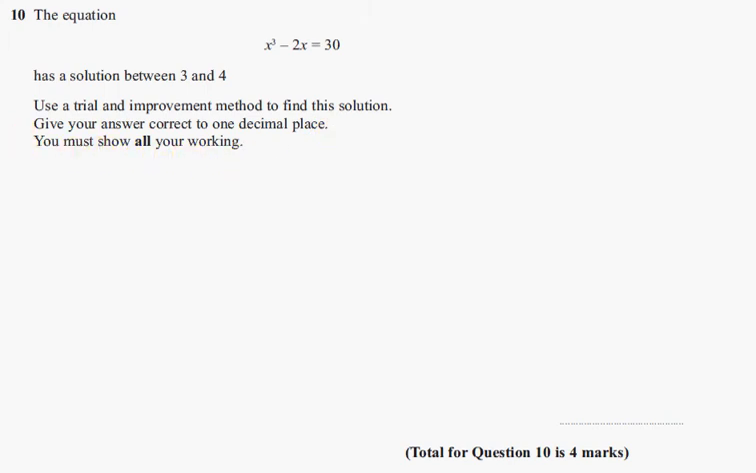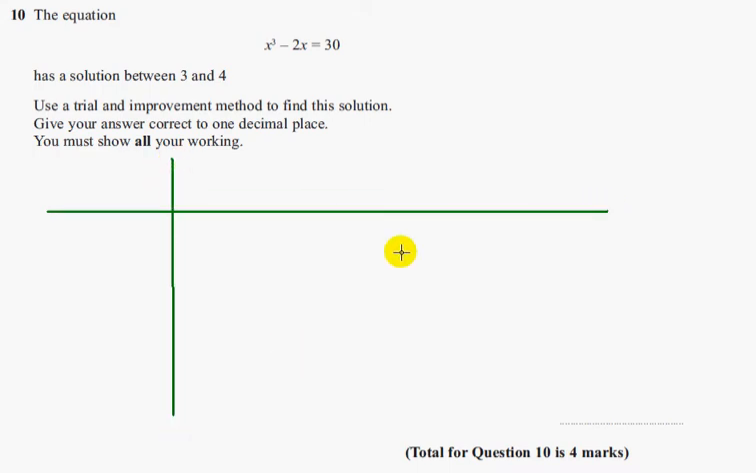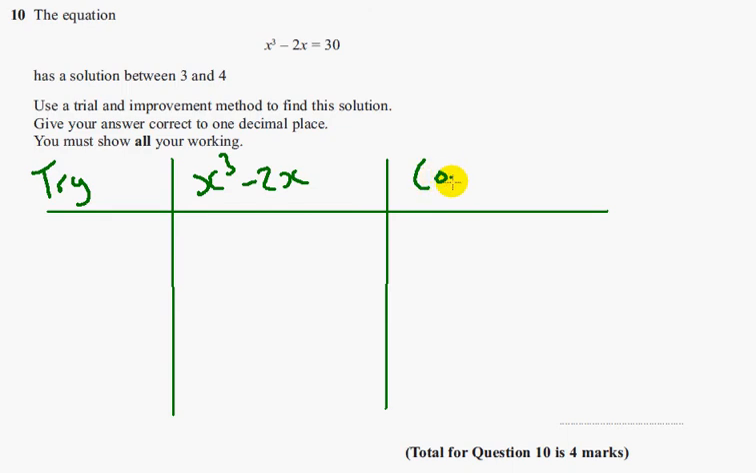So we're going to need to use trial and improvement, and I like to use a table. A table with 3 columns. The first column is my trials for my x values. Then I've got the result, and comments.